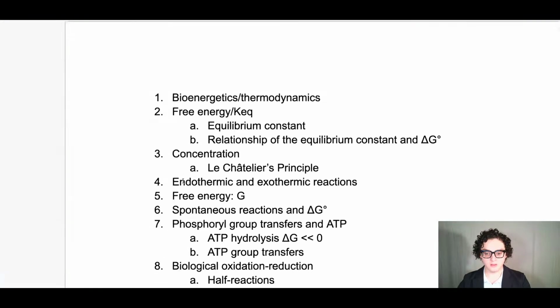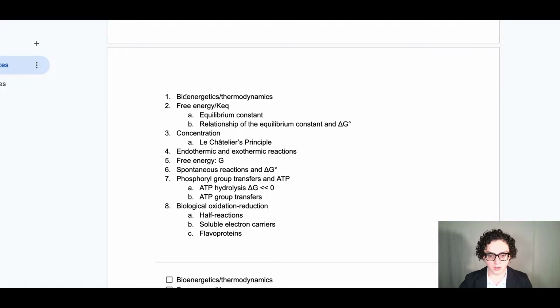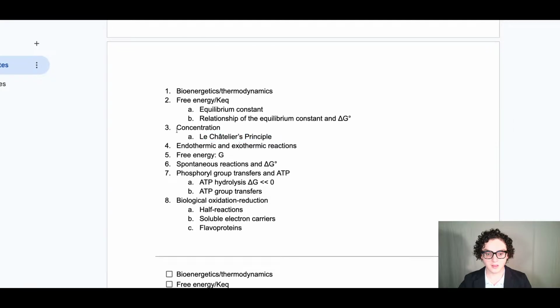Content category 1D, the part that I'm covering today, has 1. bioenergetics/thermodynamics. 2. free energy/equilibrium constant, or KEQ, which contains equilibrium constant and relationship of the equilibrium constant and change in Gibbs free energy, or delta for change, and G prime for Gibbs free energy. 3. concentration, which contains Le Chatelier's principle. 4. endothermic and exothermic reactions, so reactions that either gain heat or release heat.